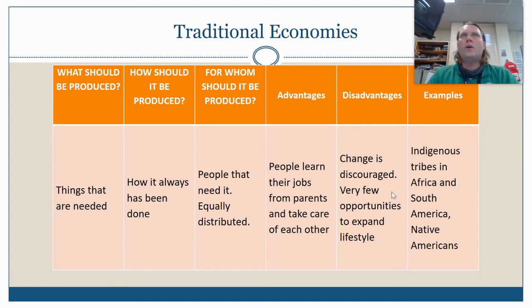We covet stuff. We want to do things. We want to be entertained. We want to go on vacations. We want to do all these things that make our life more interesting. And so, as advantageous as traditional economies were when people took care of each other, there wasn't really room for growth, and people didn't necessarily have the opportunity to better themselves and create this idea of a lifestyle that a lot of you have envisioned.